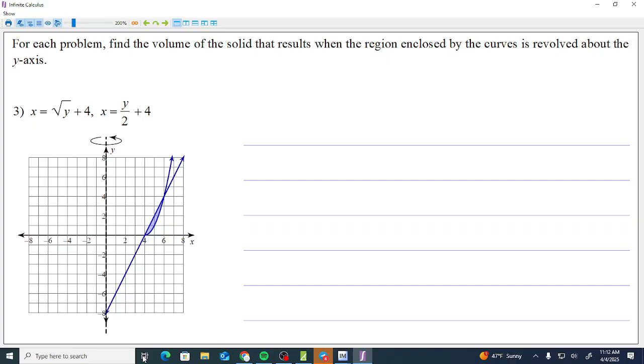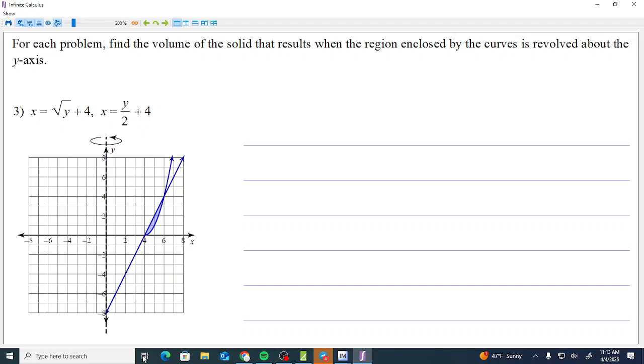You'd still have to find the intersection points, so you would set these two equations equal to each other, like root y plus 4 equals y over 2 plus 4, and you'd have to solve that. I do have a graph, so I could just look: the lower y value is 0 and the upper y value is 4. Again, if you don't have a graph, you might not know which one's on the right and the left. So we would pick a number and plug in.